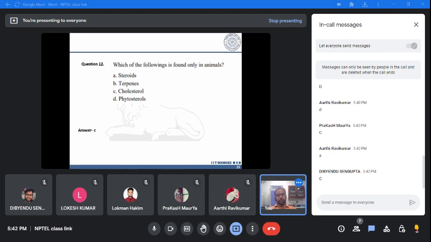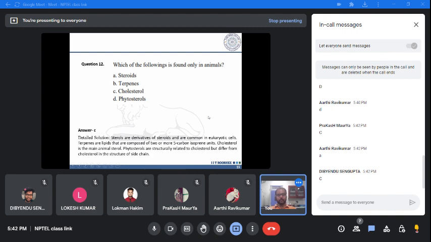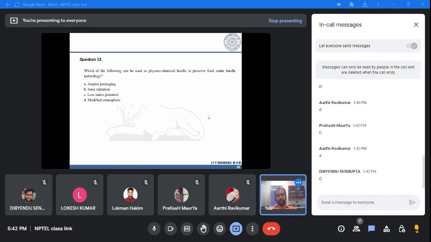So cholesterol is the right answer, because sterols or cholesterol are derivatives of steroids that are commonly found in eukaryotic cells. Terpenes are lipids that are composed of two or more 5-carbon isoprene units. Cholesterol is the main animal sterol. Phytosterols are structurally related to cholesterol but differ from it in the structure of the side chain. So the answer is C, cholesterol.